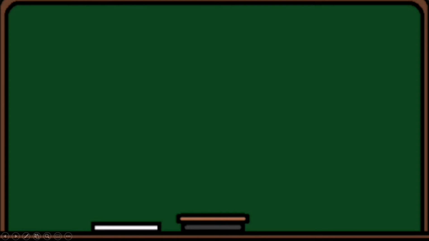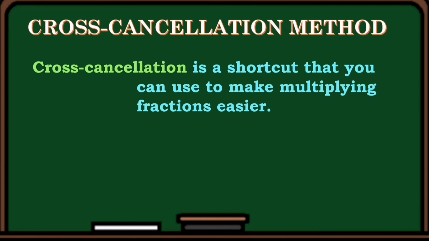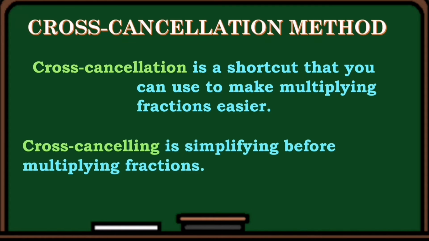But there is a shortcut that we can use in multiplying fractions, and that is cross-cancellation. What is cross-cancellation? Cross-cancellation is a shortcut that you can use to make multiplying fractions easier. Sometimes you have to simplify fractions after multiplying, but cross-cancellation can be done before multiplying so that when you multiply, you'll have smaller numbers, and smaller numbers are easier to work with. In short, cross-cancellation makes multiplication of fractions easier.